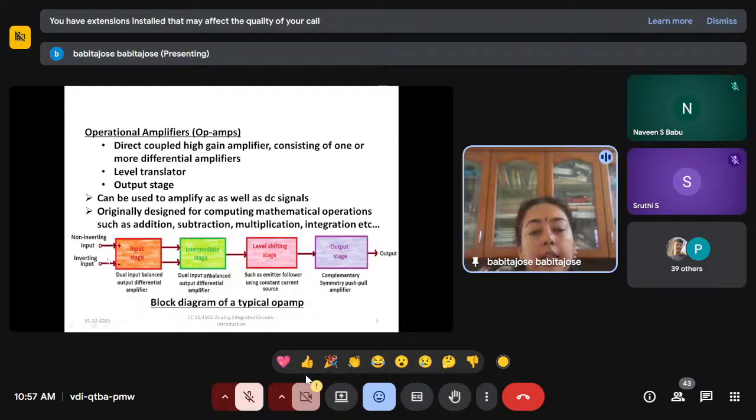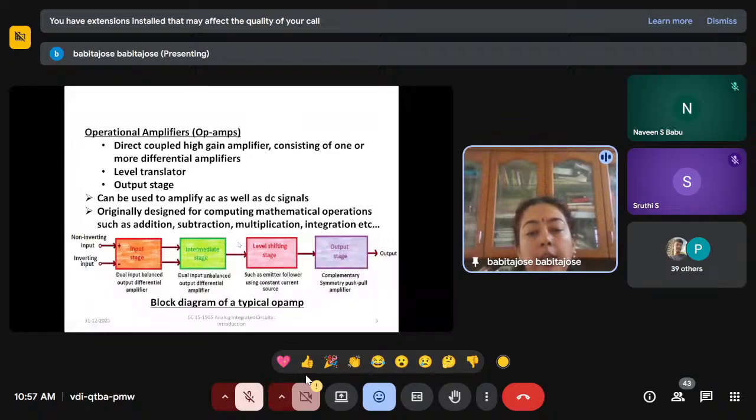The first stage is an input stage, which is a dual input balanced output differential amplifier. The second stage is a dual input unbalanced output. Since it is unbalanced, the output is measured at any one of the collectors with respect to ground. So these two are differential amplifier stages.